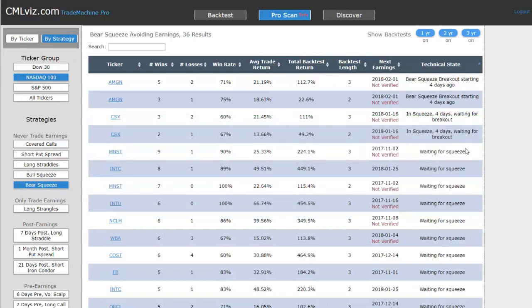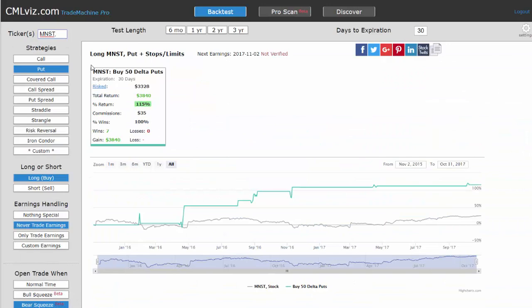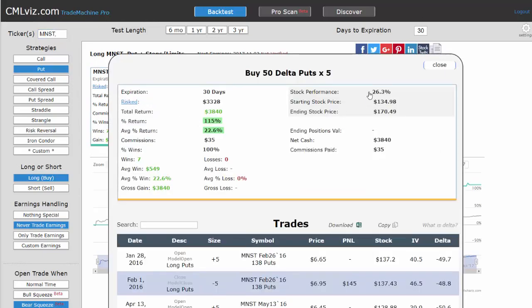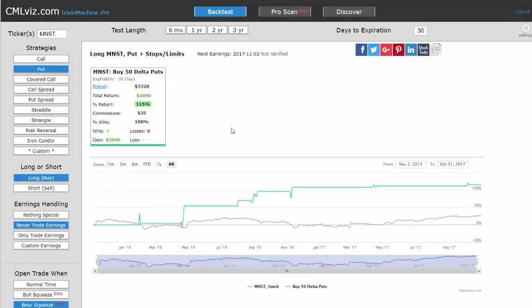To look at a squeeze, we can always just click on the ticker. And in this case, in MNST, over the last 3 years, we've seen 7 bear squeezes where buying a put is up 115%, even as the stock is actually up 26%. So we can now see the power of having a technical indicator that's both bullish and bearish. It allows us to have a portfolio of option trades that benefit whether the market goes up or down.